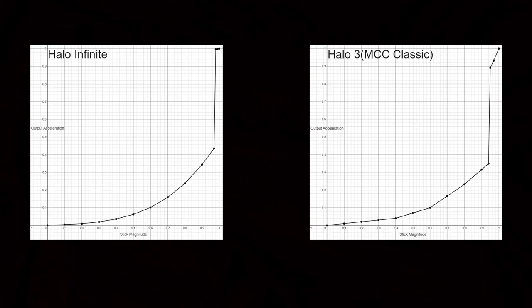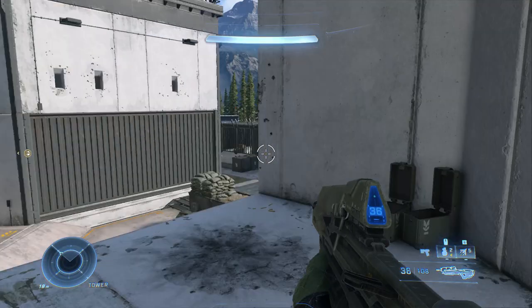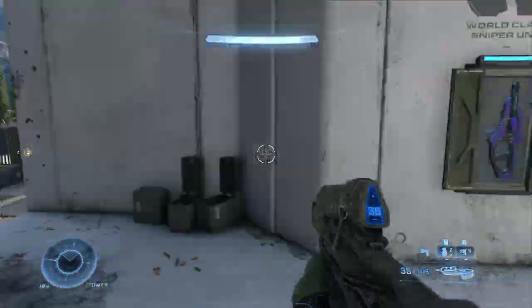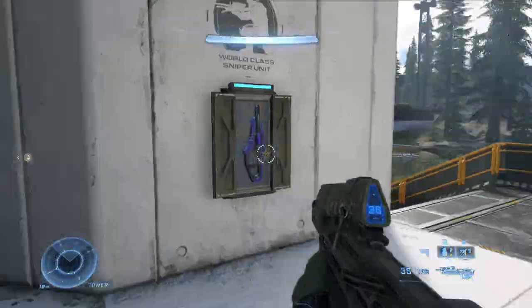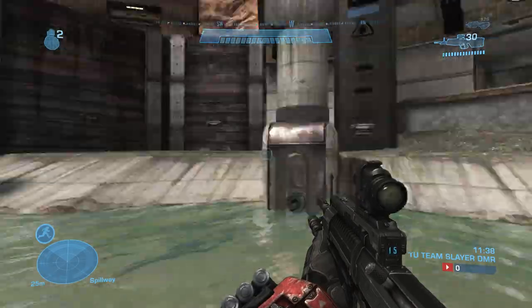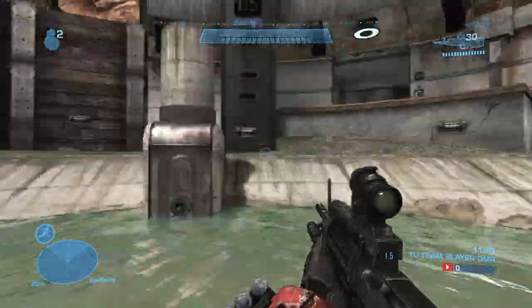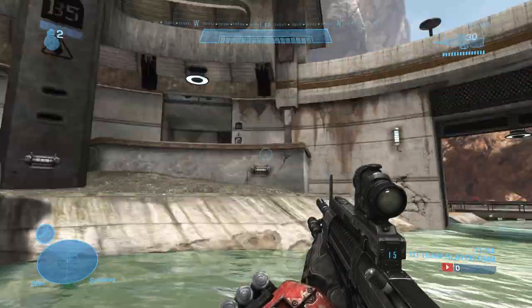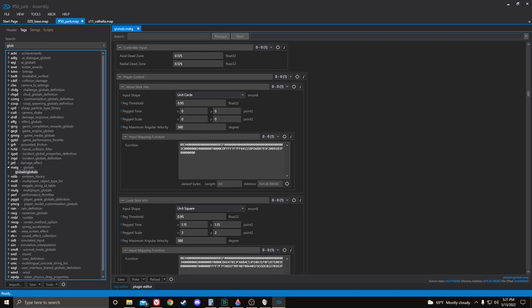Now, here's the Halo Infinite response curve side by side with the Halo 3 response curve. It's virtually identical. So, if Halo Infinite has the same response curve as Halo 3, then why doesn't Halo Infinite feel like Halo 3? Well, remember earlier I mentioned how Halo Infinite has the same maximum sensitivity as Halo Reach? Halo Reach, Halo 4, and Halo Infinite all have the same max turn speed of 360 degrees per second.